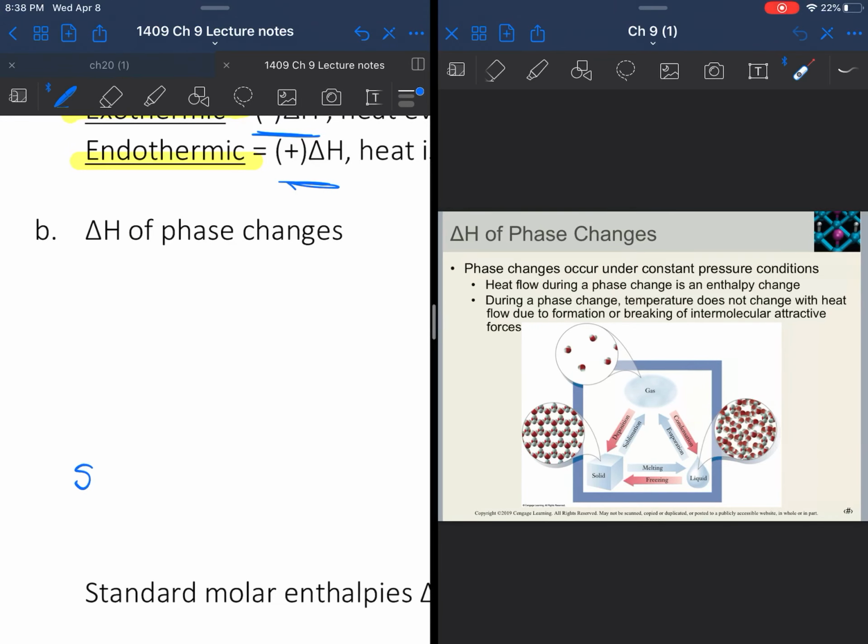Now, before we get to enthalpy of chemical changes, let's look at changes in enthalpy for phase changes. So let's review a little bit of vocabulary here.